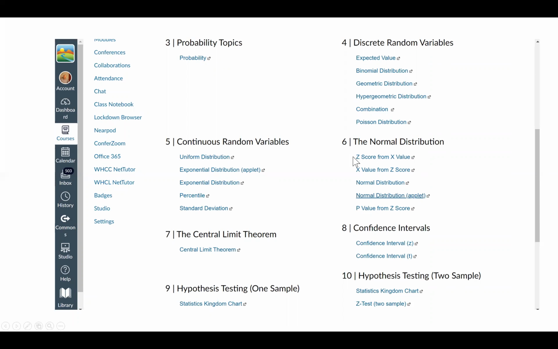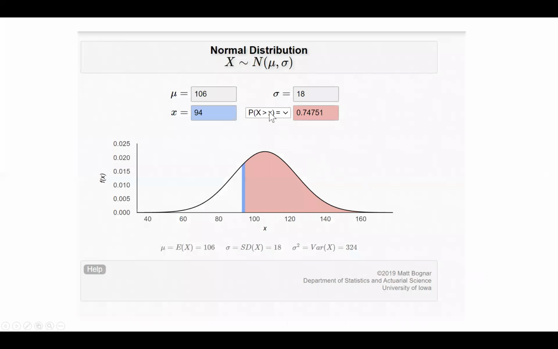Now, all of these are great. All of these are good calculators, and they do their job very well. These two just do a better job, so we can get to where we want a lot faster. Let's click on this one, the applet itself. The applet looks like this. What we do is plug in the 106, plug in the 18, and plug in what we want.